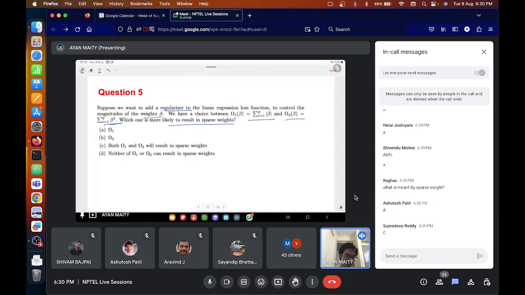One student is asking what is meant by sparse weight. Sparse weight means many of the weight values would become 0. If there are p number of features, we get p plus 1 number of weights. In case of sparse weights, most of those beta values or the weights should be 0. That way we can reduce the number of features. If the weight for a feature becomes 0, that means that feature is no longer being used in the linear regression. That is what I mean by sparse weight.